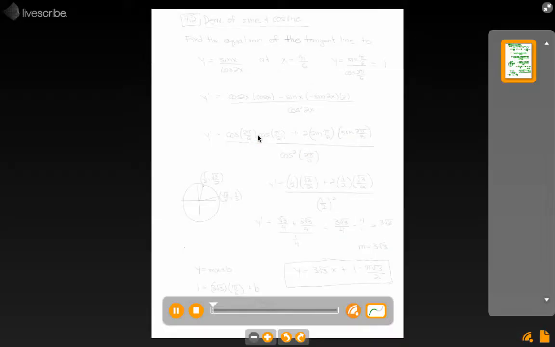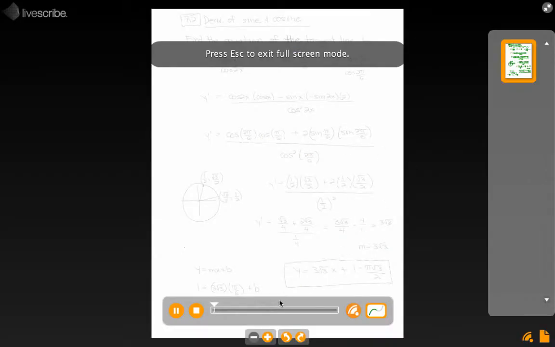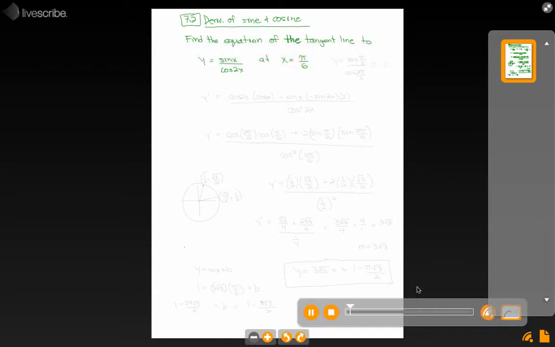This comes out of section 7.2, derivatives of sine and cosine functions. So this is the kind of question we've seen in multiple earlier chapters, especially back in chapter 2. We're finding the equation of a tangent line. We're given a function and we're given an x value.